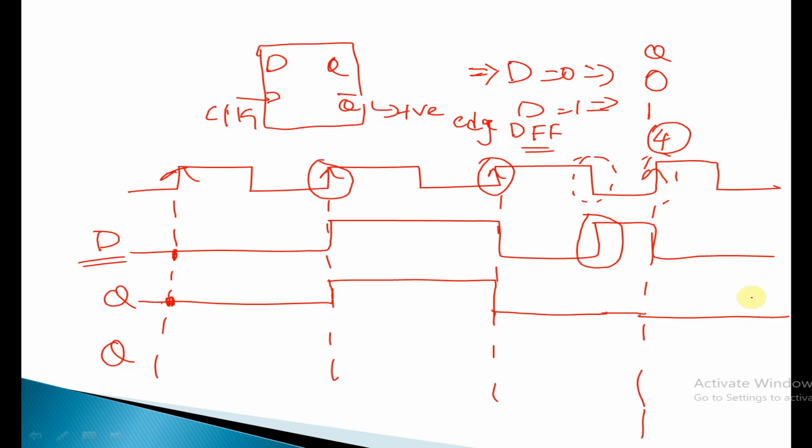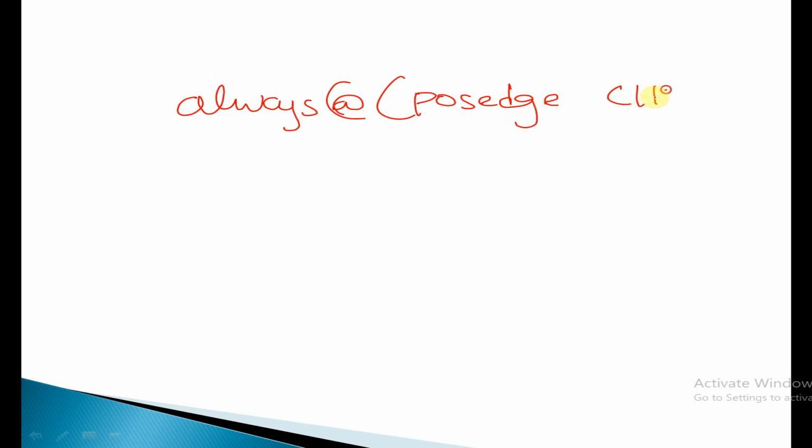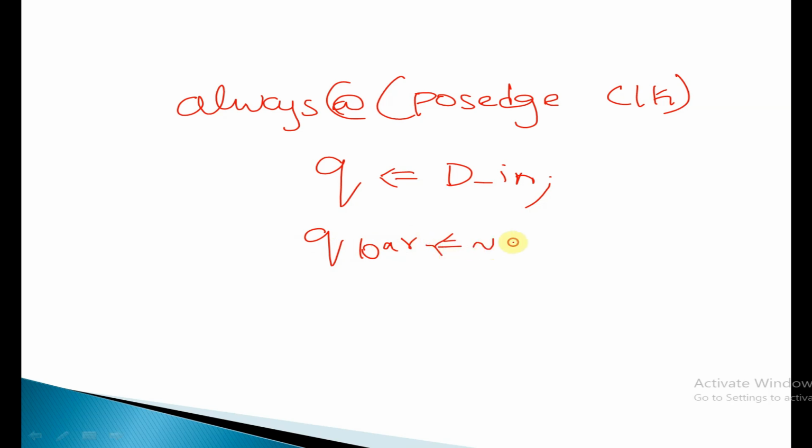Okay, so this is how a positive edge D flip flop works. To model this particular circuit, we can use an always block: always @(posedge clock), which means it will only be triggered at the positive edge of the clock. We can write the logic: Q is equal to D in, and Q bar is equal to not of Q.